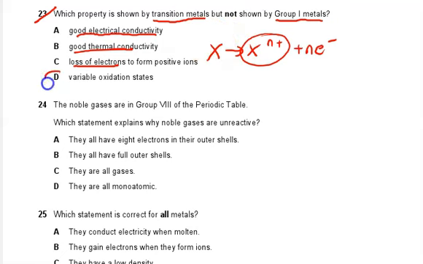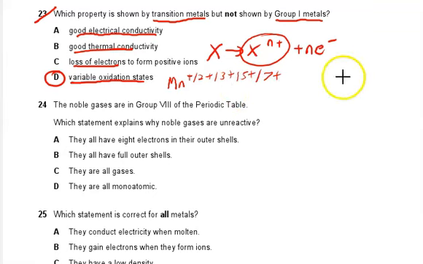Transition metals will have variable oxidation states. It means that, for example, they have 2 plus, they have 3 plus, they have 5 plus, and also they have about 7 plus. But group 1 only has 1. These are the oxidation numbers.